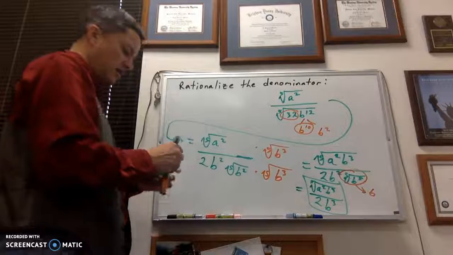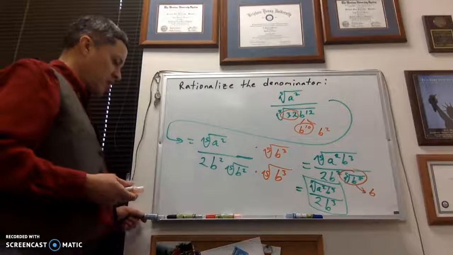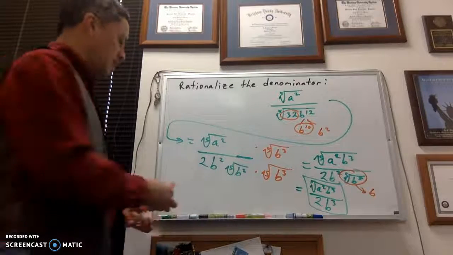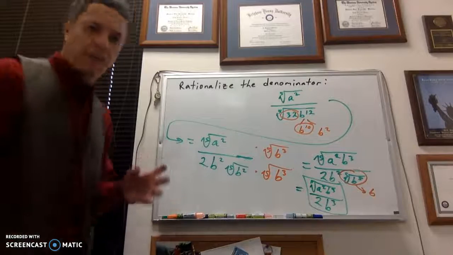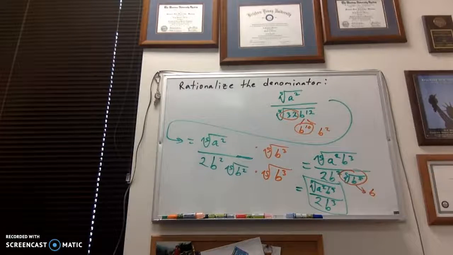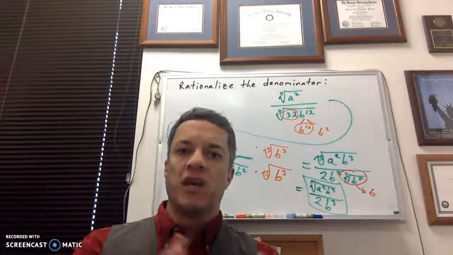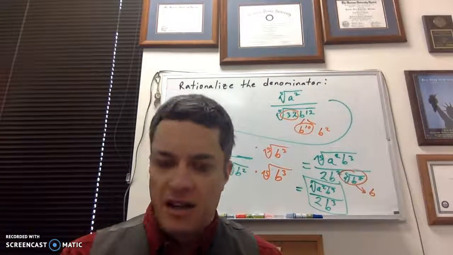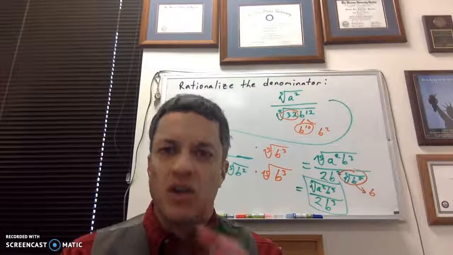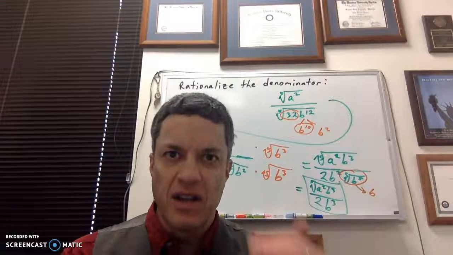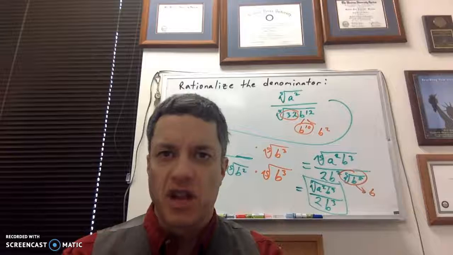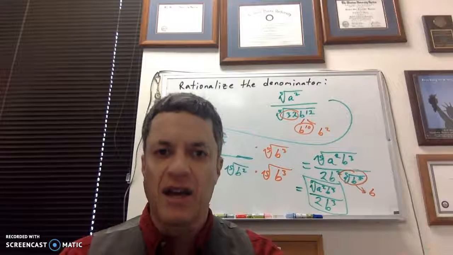Now that guy's done. So again, the moral of the story on this rat and demon here is multiply top and bottom by whatever will give you a perfect square, 3rd power, 4th power, 5th power. Depends on what your index is, okay? Again, I'm just going to close with this comment. Do not multiply the numerator and denominator by whatever the denominator is. Just get that thought out of your head, all right?